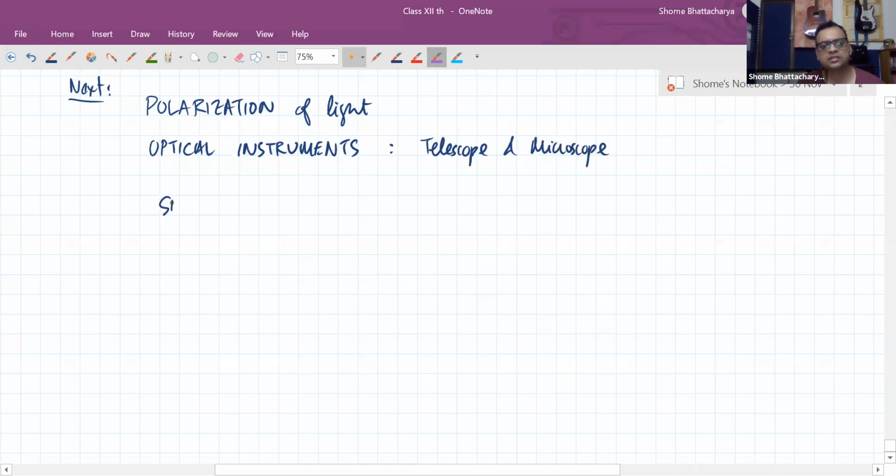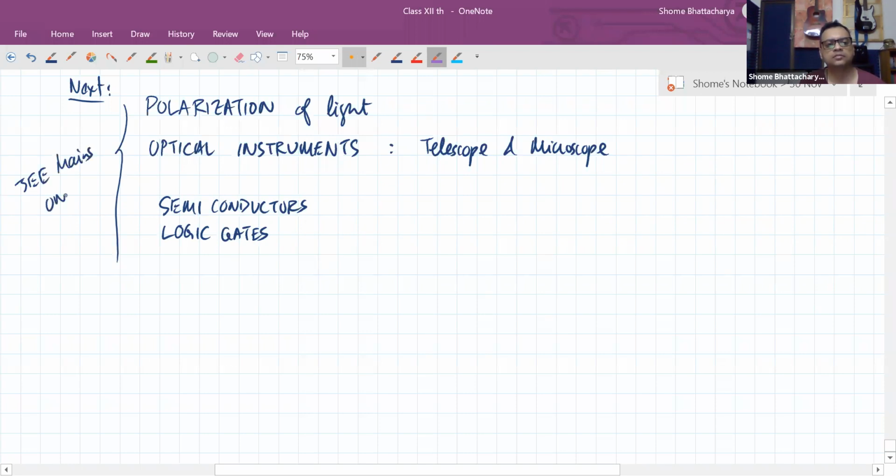And then we'll be discussing modern physics topics, semiconductors, and logic gates. Okay, so these are JEE Mains only topics, as is diffraction. So this is what's coming up in the next couple of lectures. So I think next time we should be able to cover this portion, polarization and optical instruments. Okay, so these two we should be able to cover.